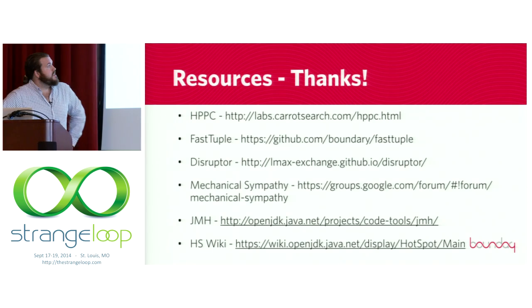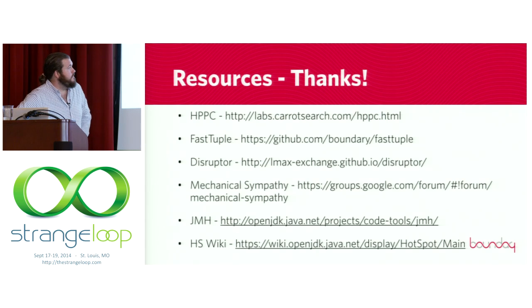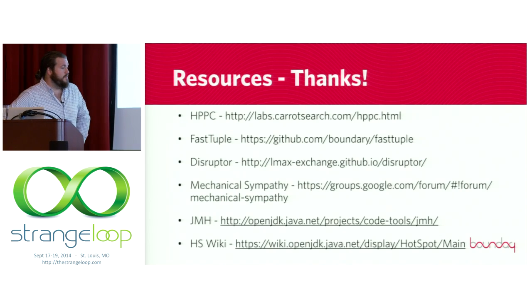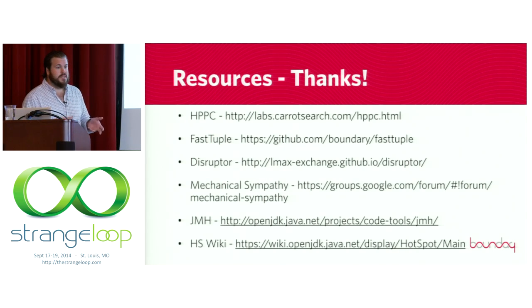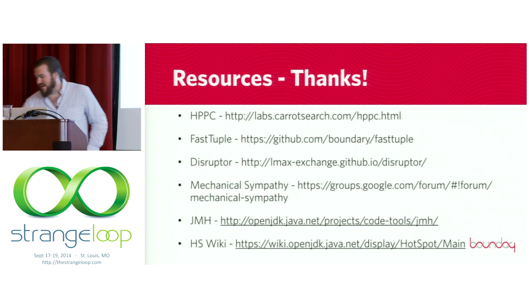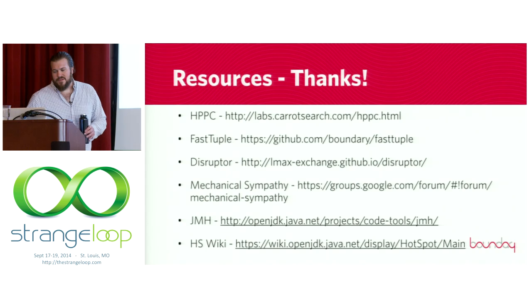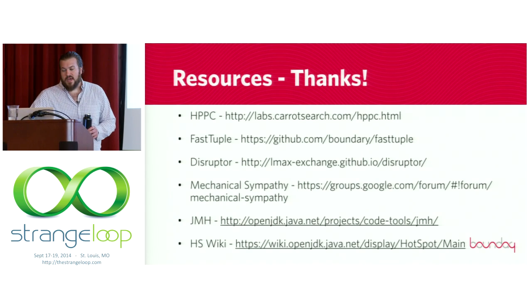So these are some of the things I mentioned in the talk. The mechanical sympathy list is really good if you have questions, because all the people who do this stuff for a living are on there, and they're actually really nice, and they don't yell at you for being an idiot. There's JMH. The HotSpot Wiki has a lot of that folklore-ish stuff, but it's really good as a starting point for finding these weird optimizations. Like a buddy of mine found vectorization was happening in certain cases with Java 7, and he went on a hunt to try and find it. The JIT does all sorts of weird stuff, so it's cool. HPPC, the high performance collections, and FastTuple, etc.